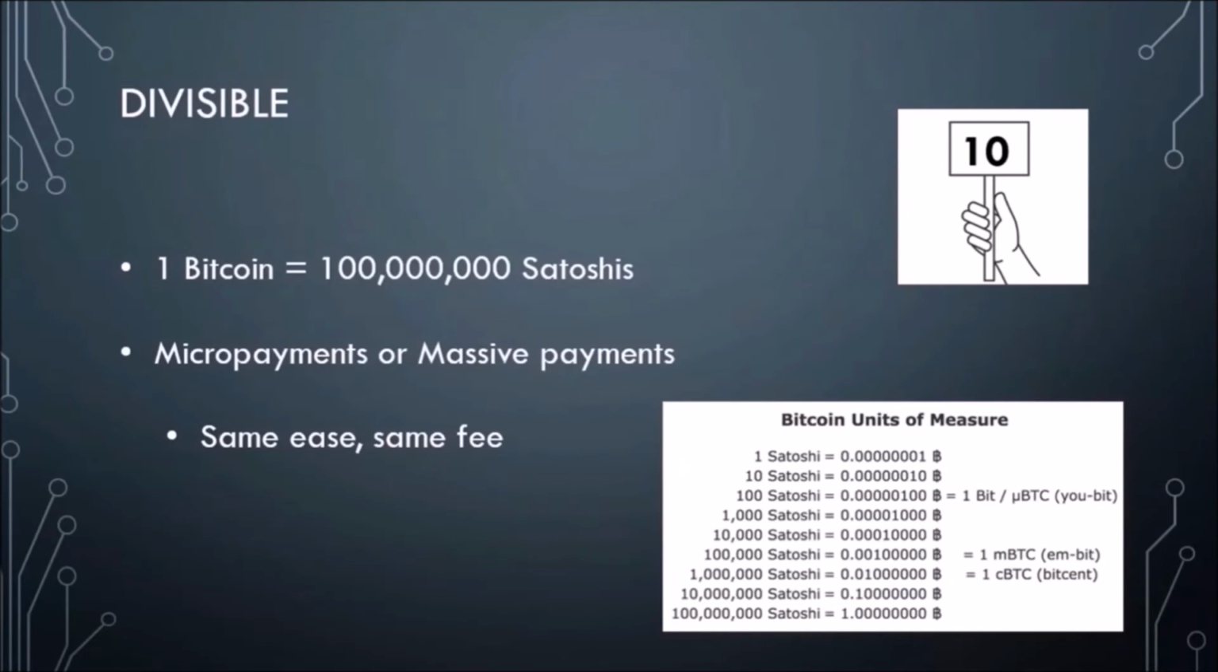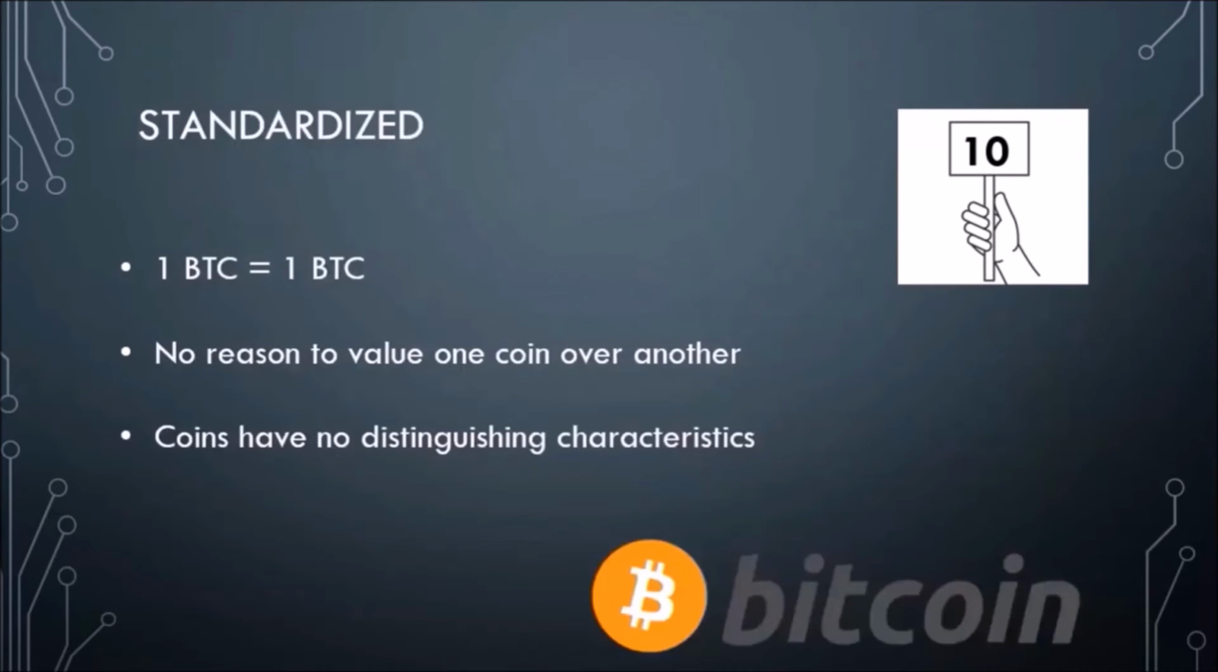Divisibility. One Bitcoin is divisible into 100 million Satoshis. This means micropayments can be made in fractions of a penny. Divisibility gets a 10 out of 10. Standardized. One Bitcoin is worth one Bitcoin. No Bitcoin is worth any more than any other Bitcoin. No Bitcoin has a distinguishing characteristic, like a timestamp or a serial number, so it can't really be made dirty in that sense. So Bitcoin is unquestionably standardized, and I've got to give it a 10 out of 10.